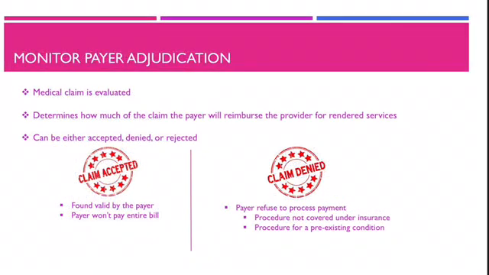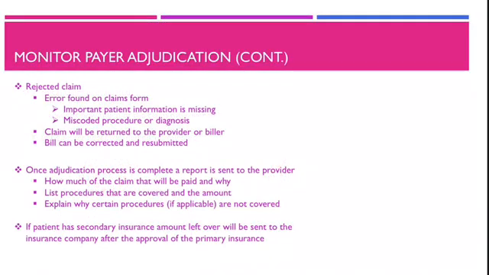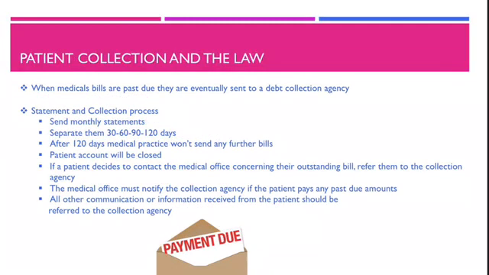Once a claim has been transmitted, we will monitor payer adjudication. During this process, a medical claim is evaluated and determined if it will be accepted, denied, or rejected. Again, it is very important that we get all the correct information on the patient so that this process is not delayed. After the claims process is completed, a medical bill will be sent to the patient explaining any services that were done and what portion of the bill the insurance company covered.